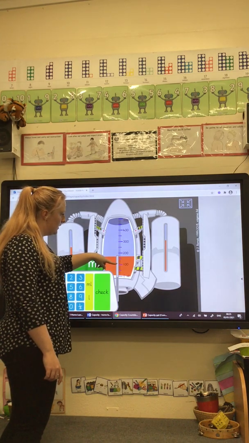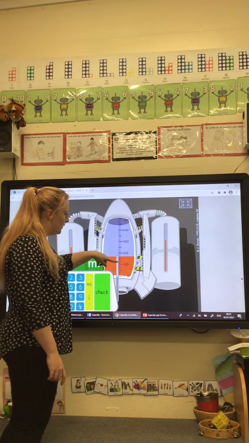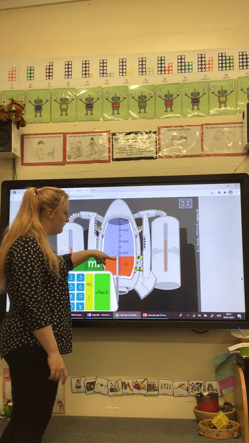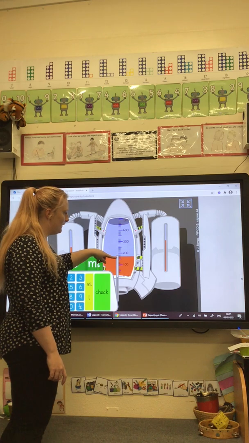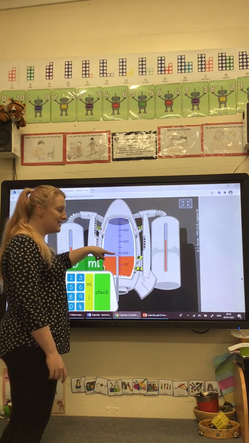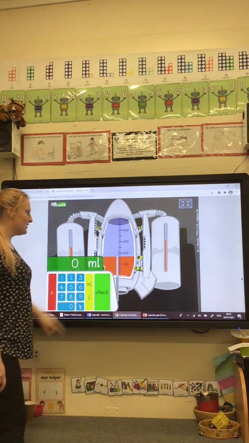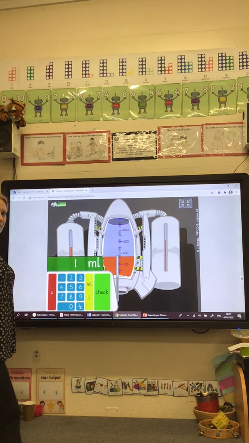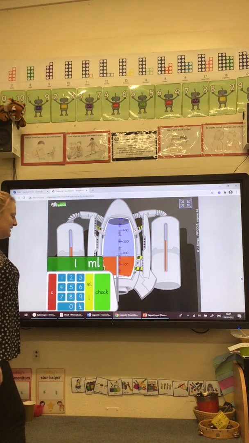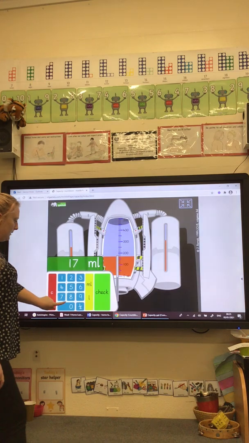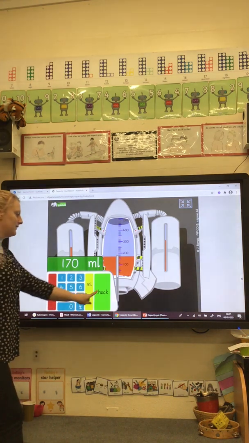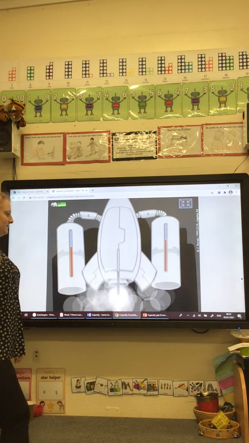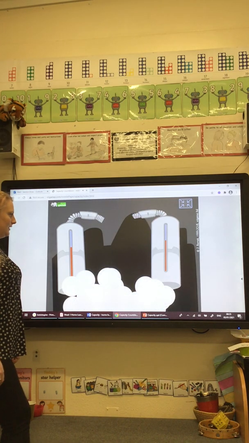100, 110, 120, 130, 140, 150, 160, 170. That's our new measurement. So we write 100, that's our first digit, and 70, and we write the number 70. Let's give it a check. Very good.